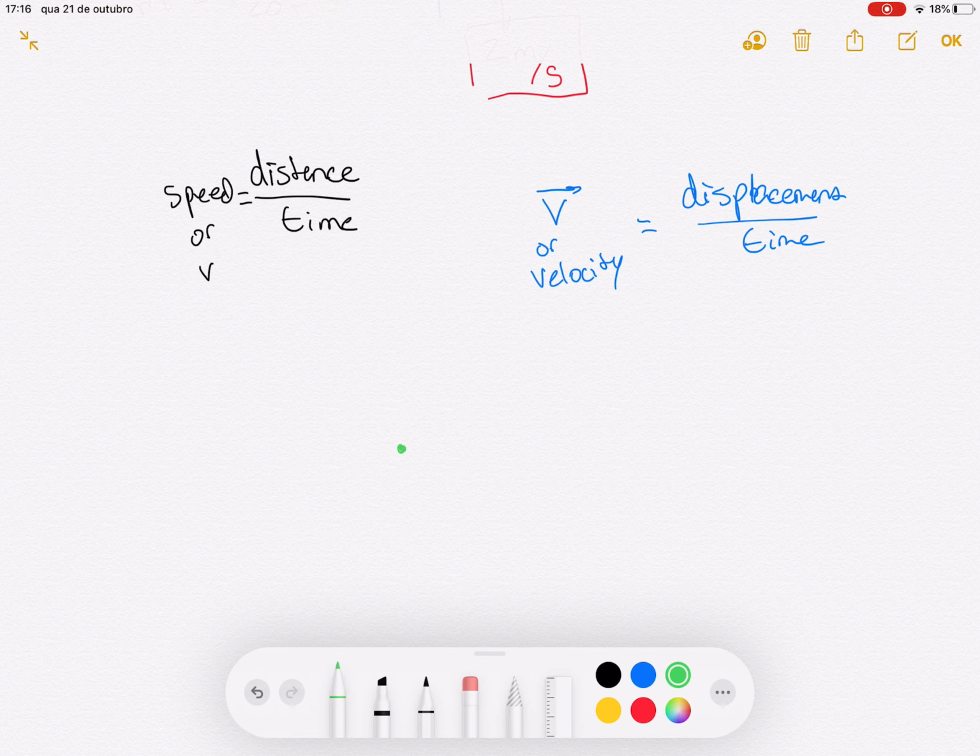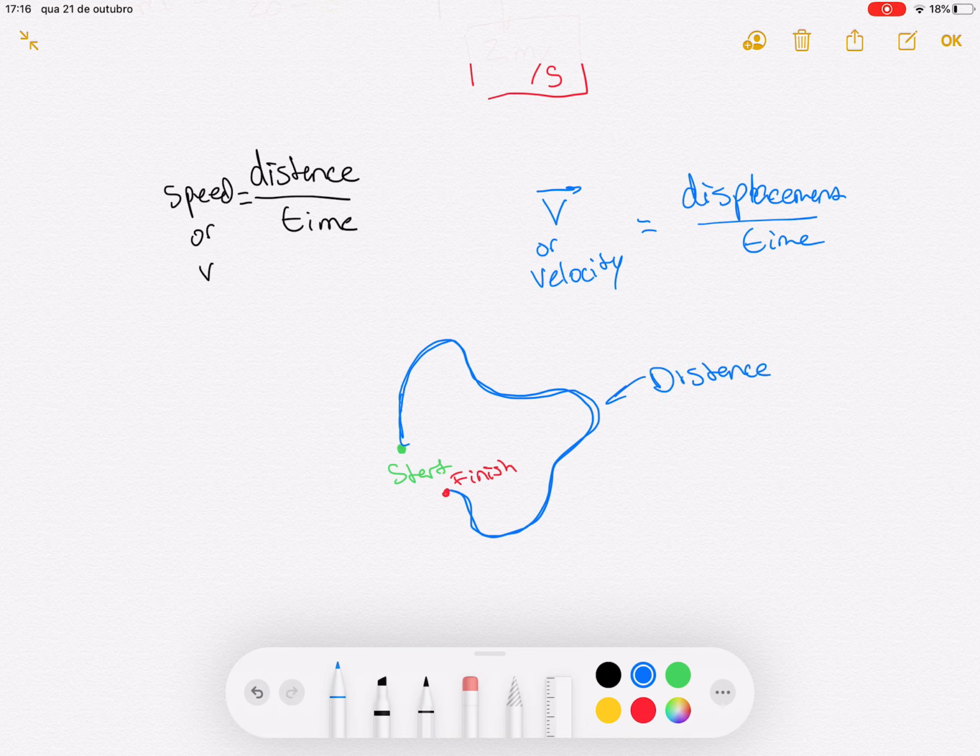So imagine you start over here. This is your start point. And then you go all the way here, then here, then here, and then over here. And this is where you finish. What is your distance? In this case, your distance would be this path all the way here. So this is your distance.